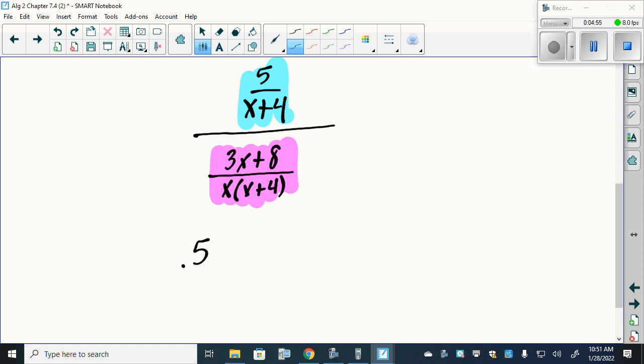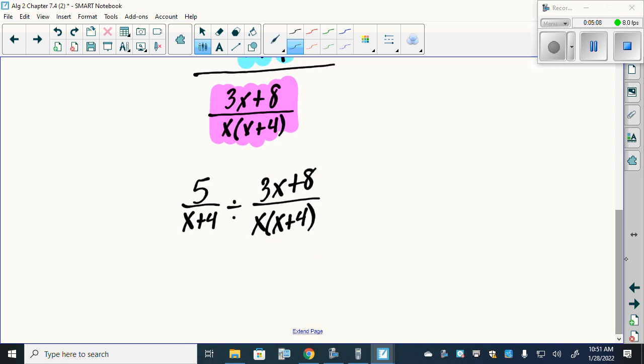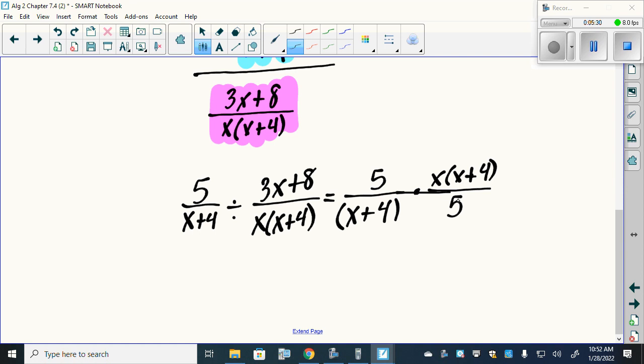So what we're saying is that I have 5 over x plus 4 divided by 3x plus 8 over x times x plus 4. Well, whenever we divide two fractions, we change it from division to multiplication and flip the second. Really, when we multiply, we'll put them on the same fraction bar.